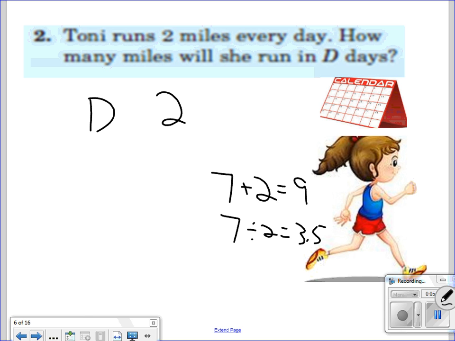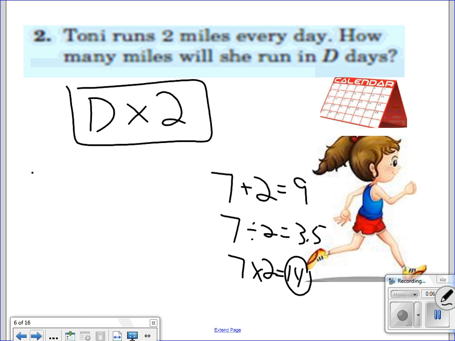In 1 day, she runs 2 miles. Are we going to multiply the 2? 14 miles makes the most sense. So her rule, her algebraic expression is D times 2. So if she runs 20 days and she's running 2 miles each day, it means she's run 40 miles. So your algebraic expression for that one is D times 2.